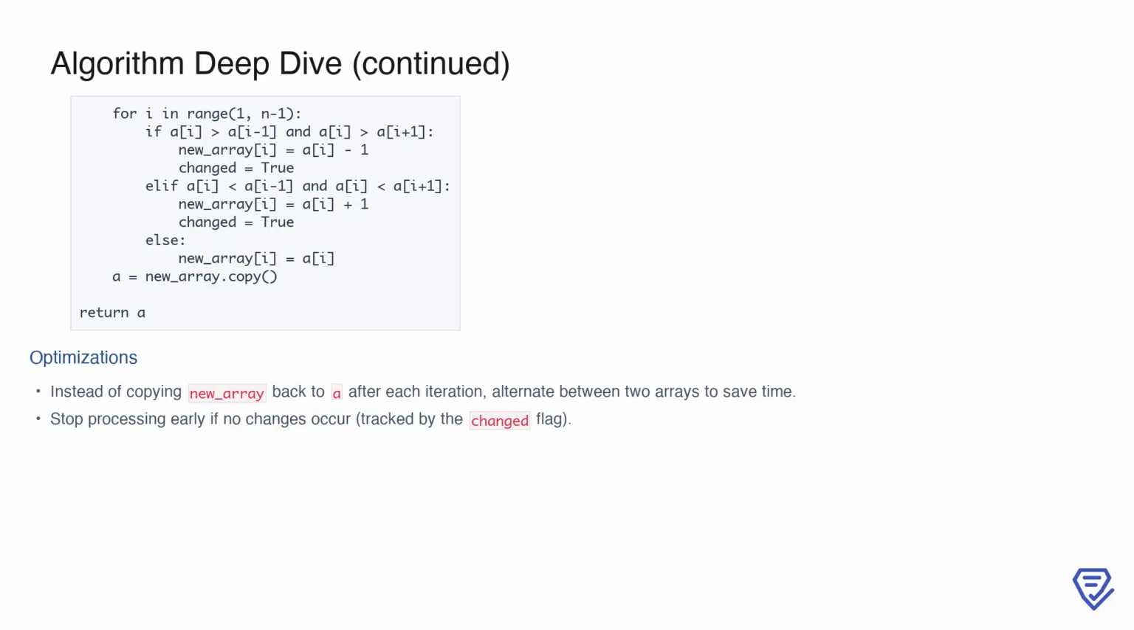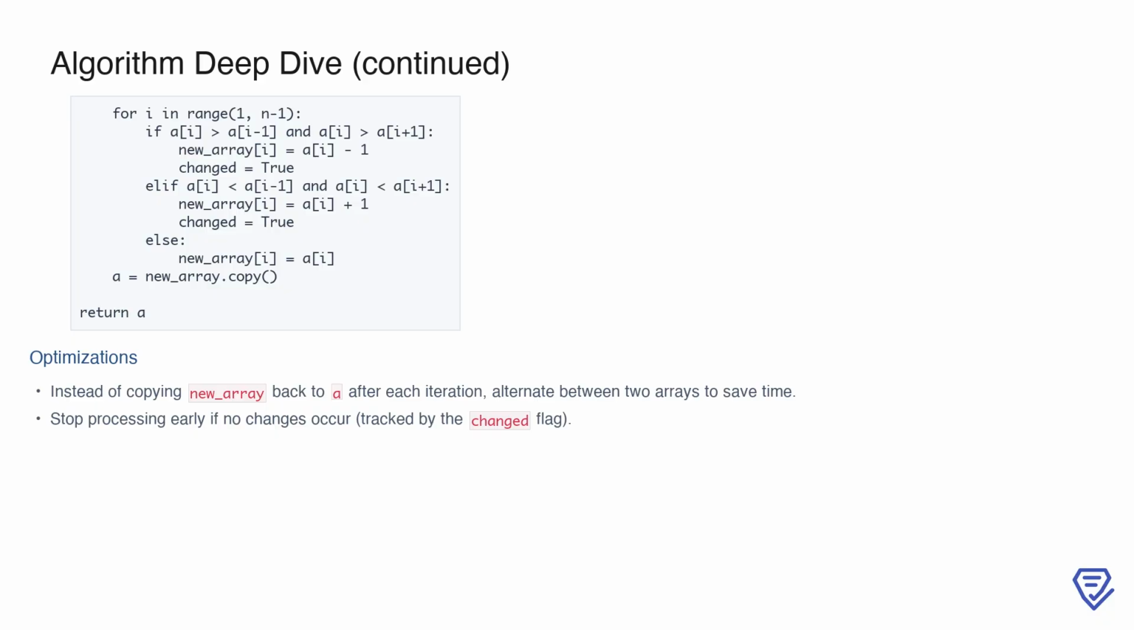If so, we decrement its value and mark changed as true. If it's smaller than both neighbors, we increment its value and again set changed to true. If neither condition is met, the value remains unchanged. After processing all the middle elements, we copy the contents of new_array into the original array A to prepare for the next iteration. Once the array is stable, we exit the loop and return the final result.